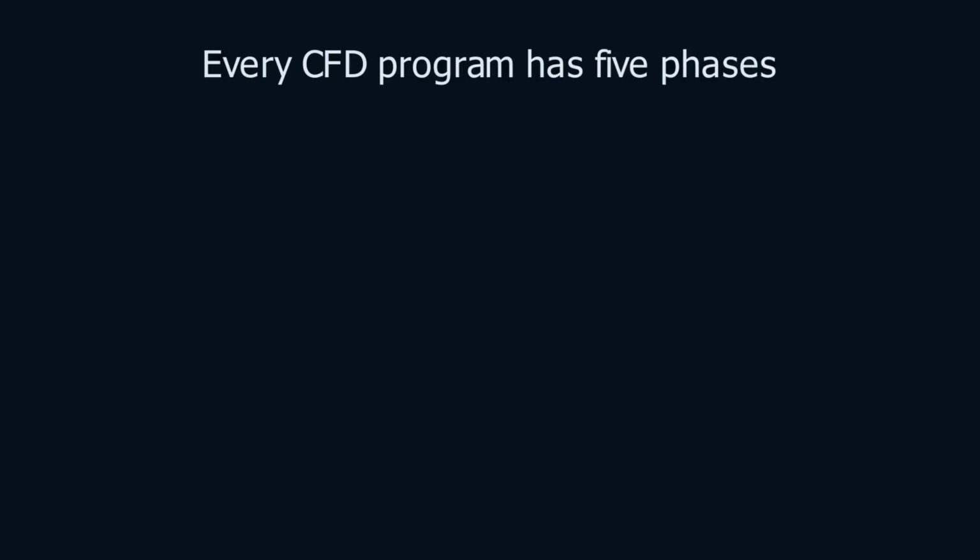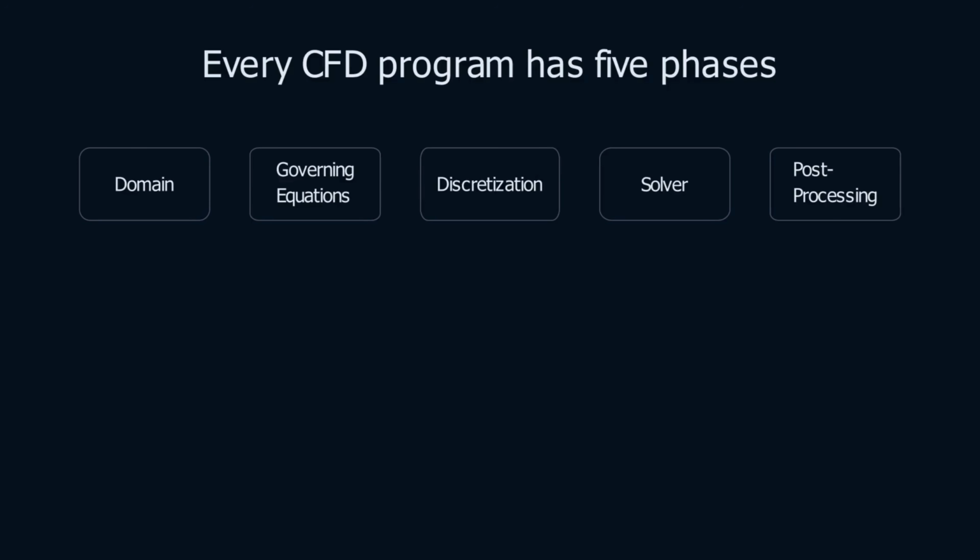Every CFD program you will ever write, from this cavity flow to a full aircraft simulation, has the same 5 phases. Define the domain. State the governing equations. Discretize them. Solve the resulting system. And post-process the answer. This map stays with us for the whole video. Whenever we move to a new phase, we come back here, so you always know exactly where you are.